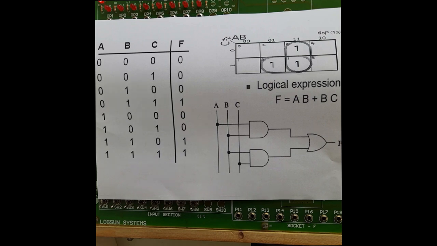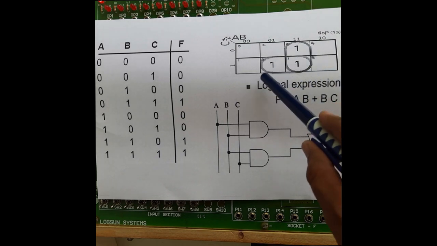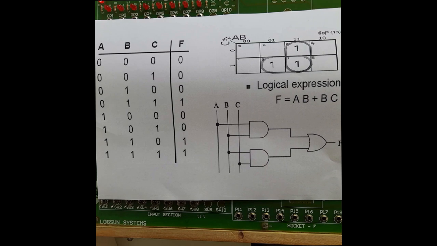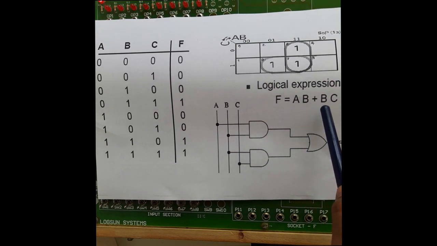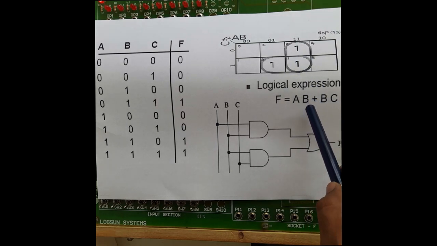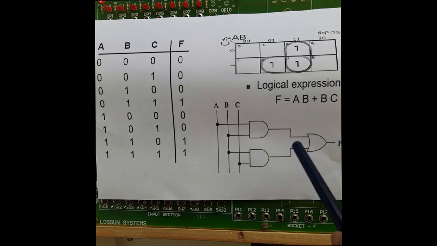Now the next thing is grouping. After making the groups, here I have found only two groups, so my final equation will have only two terms. This is the first term and this is the second term, with a plus sign because it is required in SOP form. So this is the minimized equation from your K map.